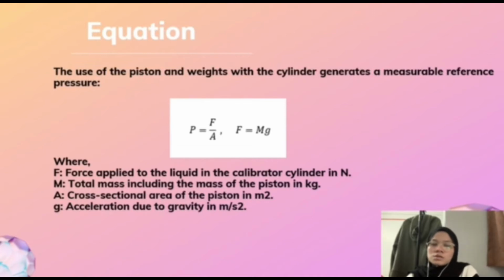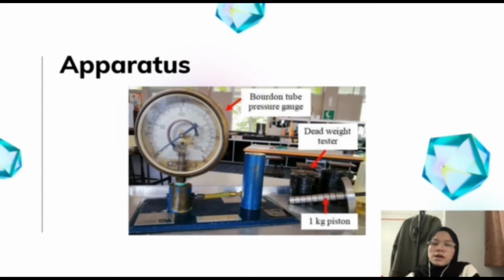Also, we use the equation for force equals mg, where m is the total mass including the mass of the piston in kg, and g is the acceleration due to gravity in meter per second squared. As for the apparatus, it shows the Bourdon tube pressure gauge, dead weight tester, and also a 1 kg piston.